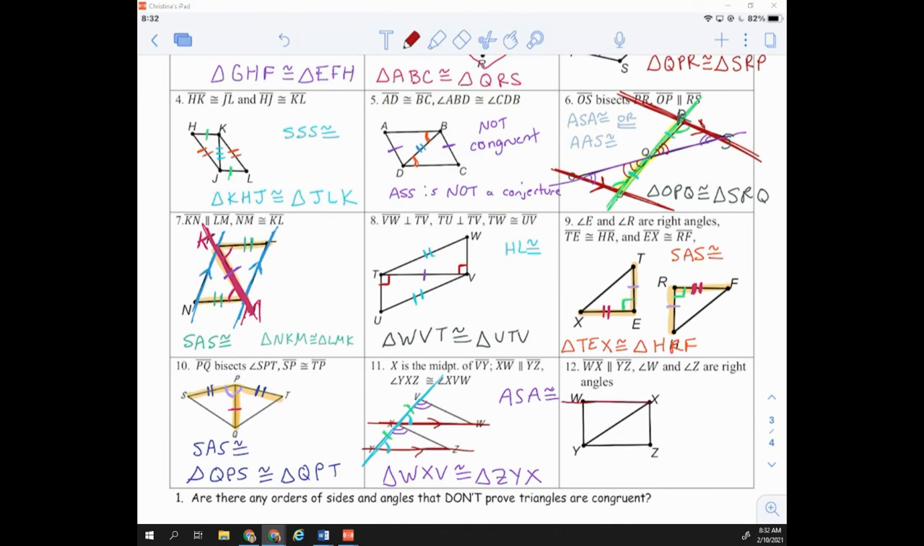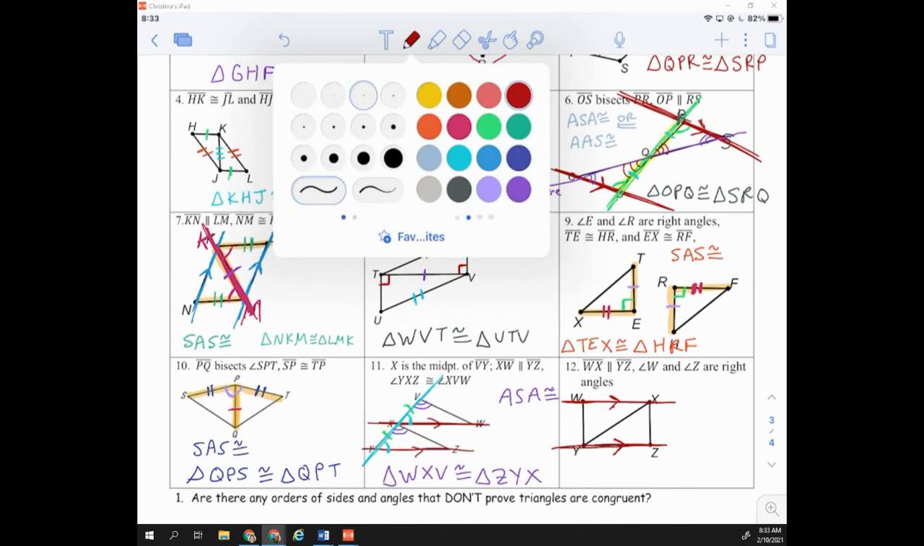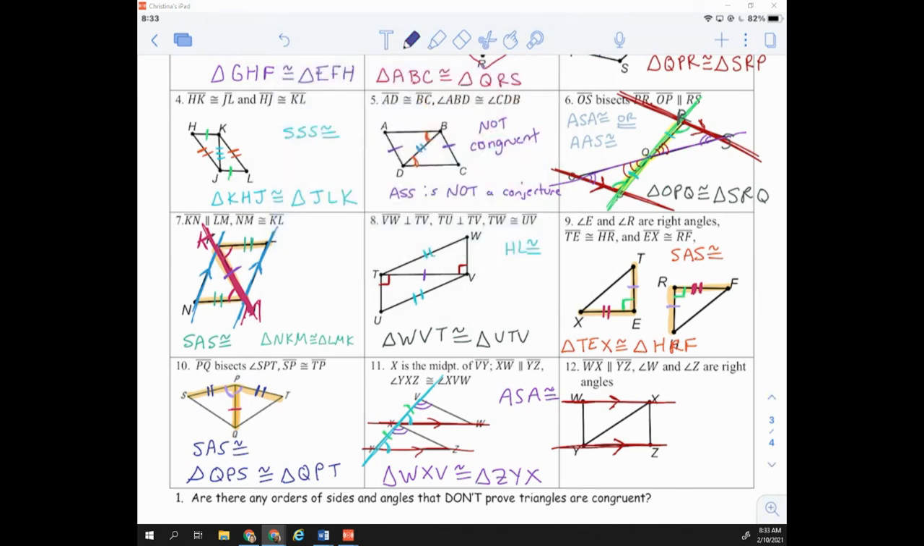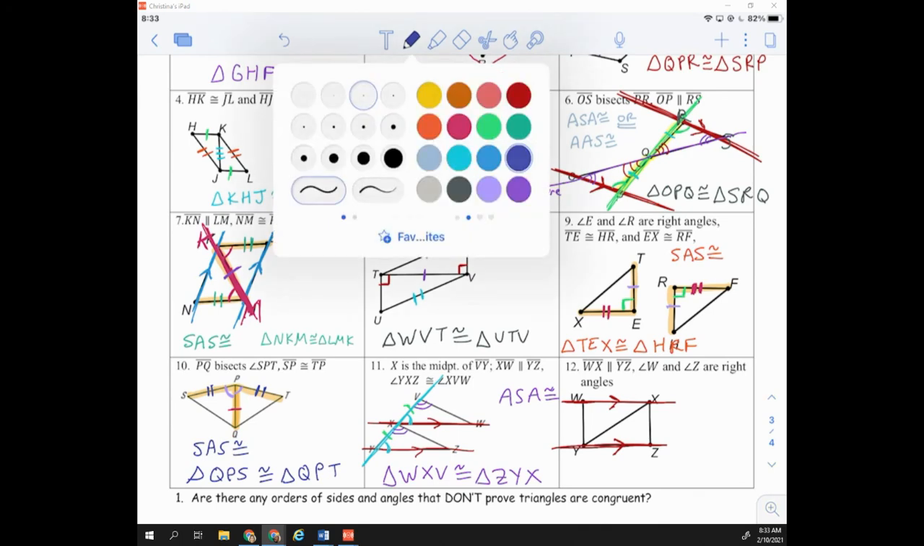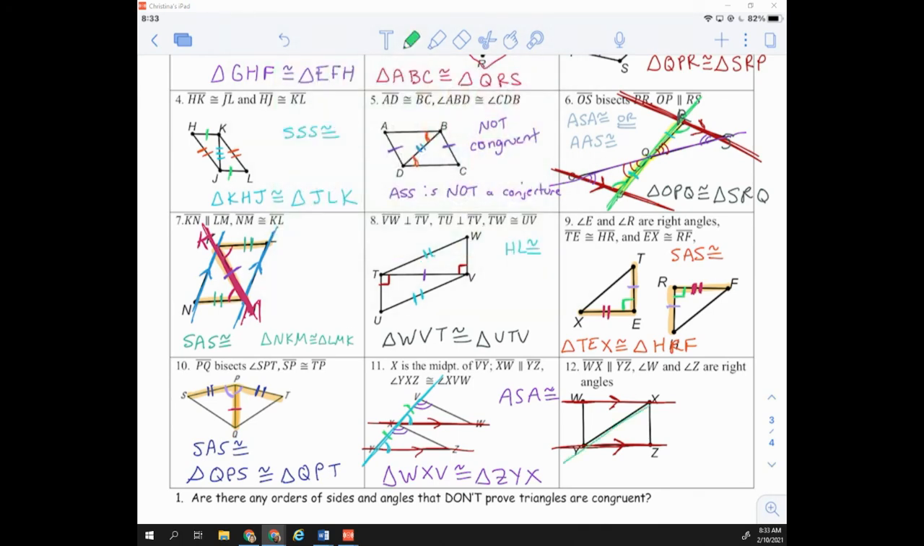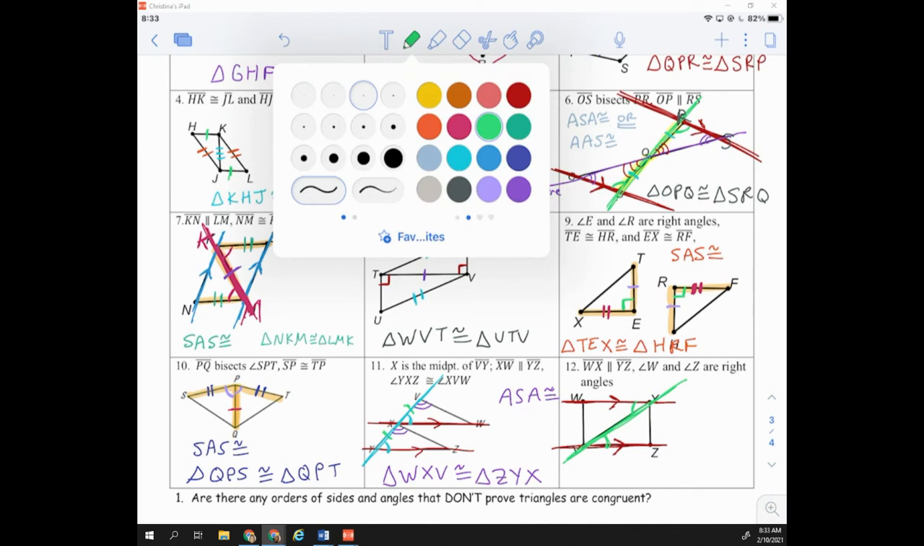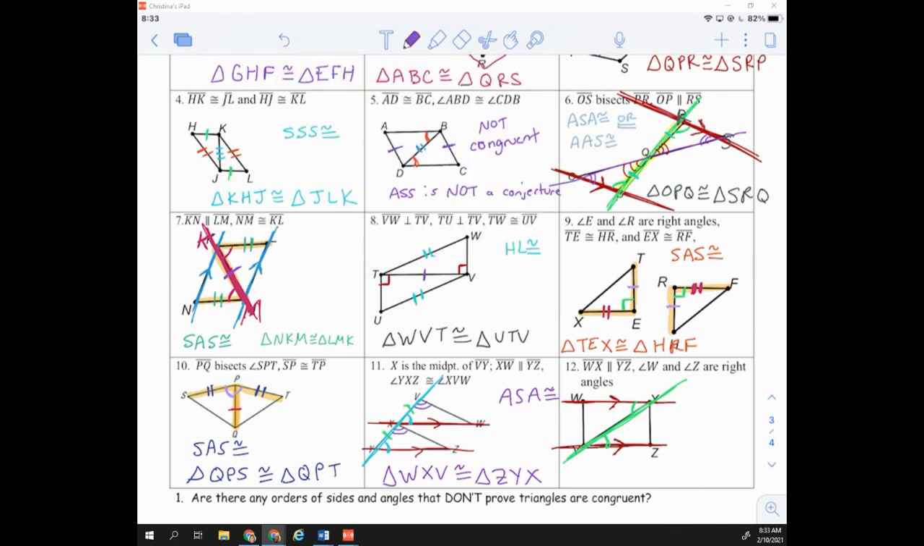Okay, WX is parallel to YZ. So that tells us that we have this transversal here, which means we're going to get alternate interior angles here that are congruent to one another. And then we're also told that angle W and angle Z are right angles.